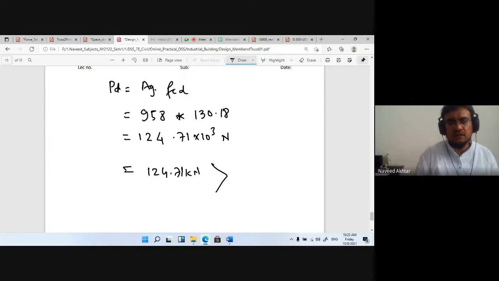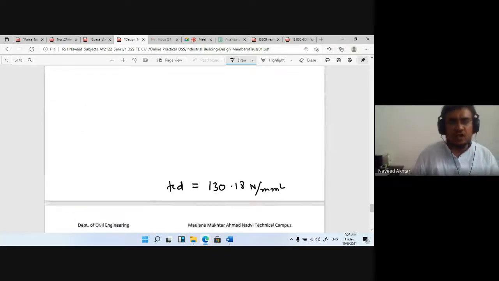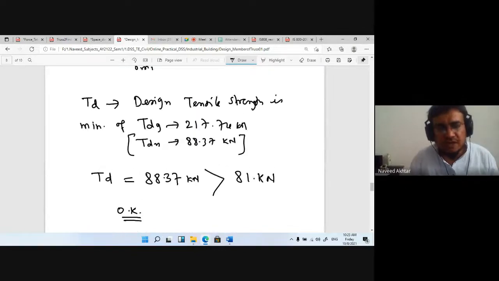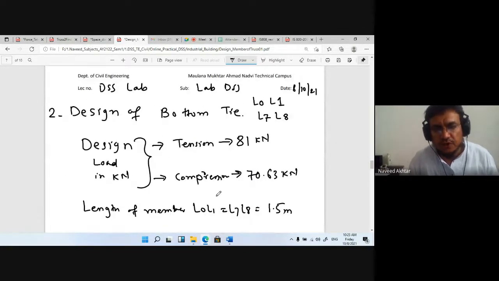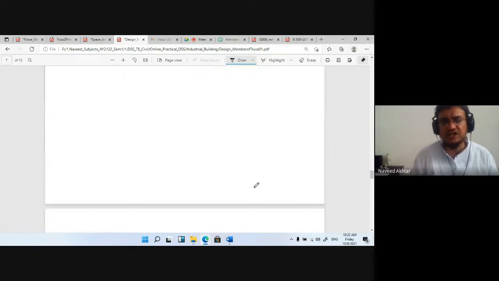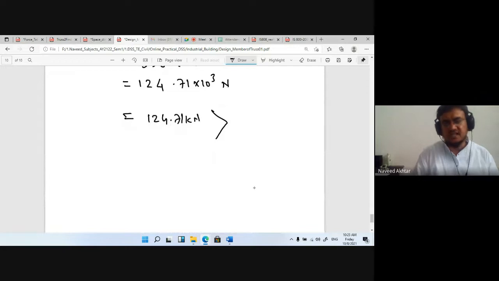the compressive load in this member. What is the compressive load in this member? This is the compression load on this member, 70.63. So this strength is much greater than 70.63 kilonewton. So the member is safe in compression also.